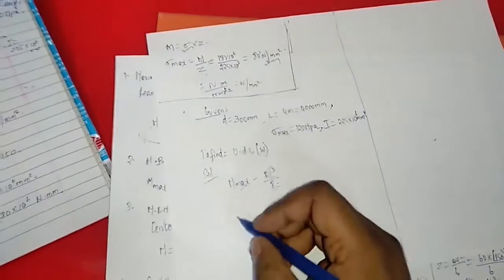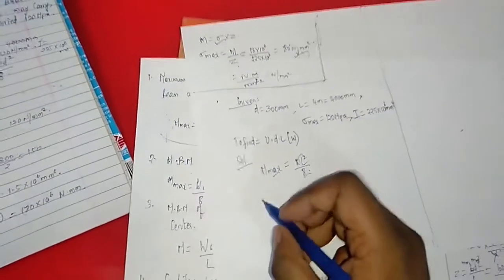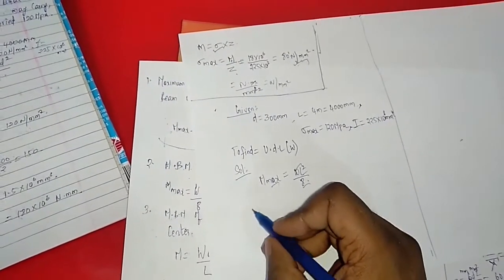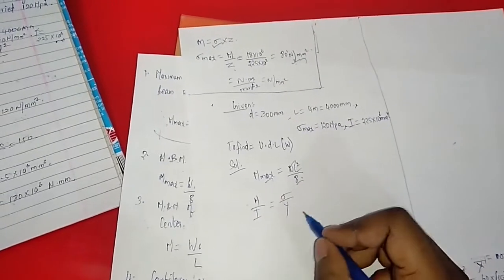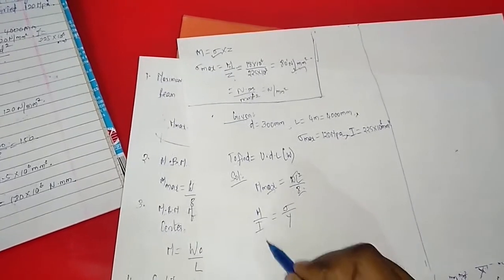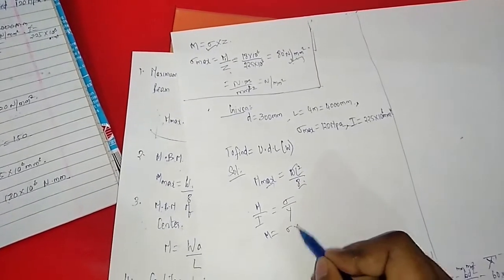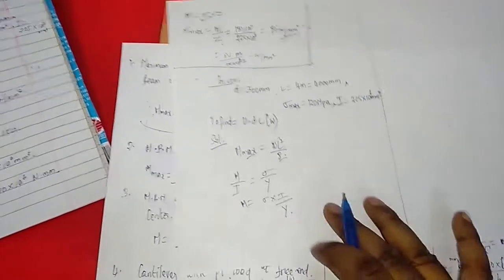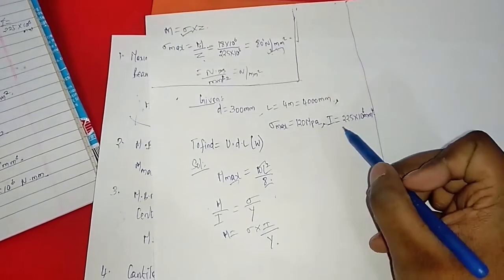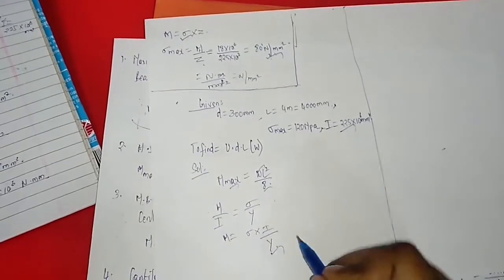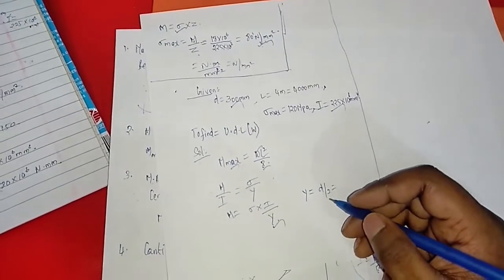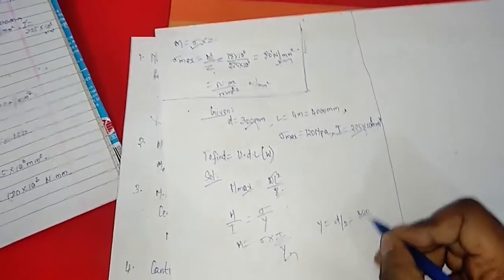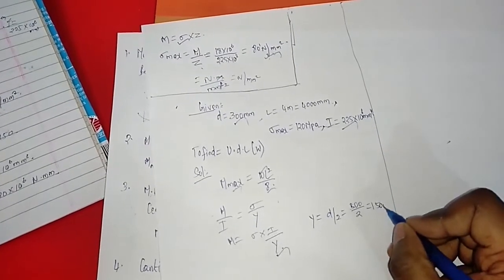So what is the formula? The theory of simple bending formula: M by I is equal to sigma by Y. So M is equal to sigma into I by Y. I is already given in the question. You have to find Y. What is Y for a rectangular beam? That is D by 2. What is D? That is 300 mm. So 300 by 2 is equal to 150 mm.